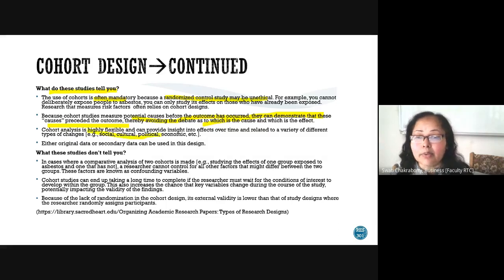It's highly flexible and provides insight into effects over time, and it's related to a variety of different types of changes. Either original data or secondary data is used in this design. What these studies don't tell you: in a comparative analysis of two cohorts, a researcher cannot control all the other factors that may differ between these two groups.